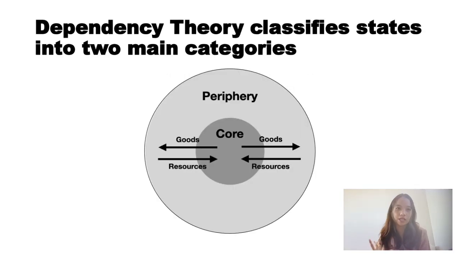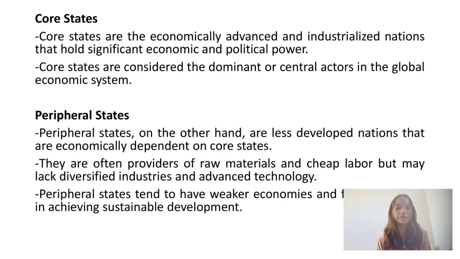Dependency theory classifies states into two main categories, the core states and the peripheral states. So the first one is the core states. Core states are the economically advanced and industrialized nations that hold significant economic and political power. They are also considered the dominant or central actors in the global economic system.